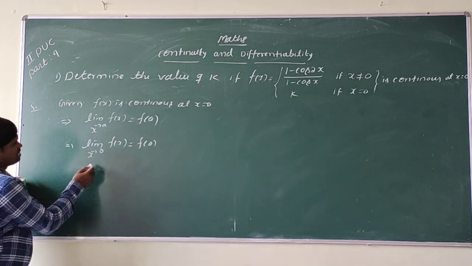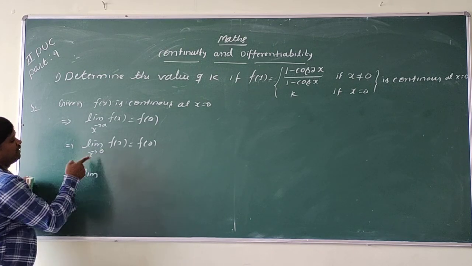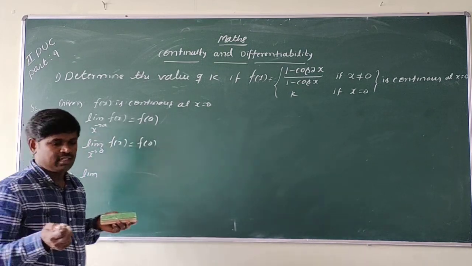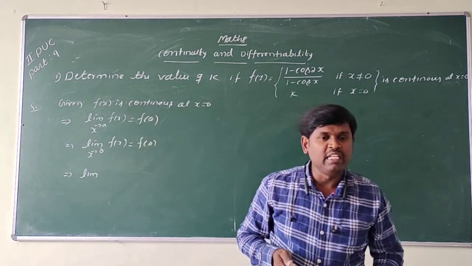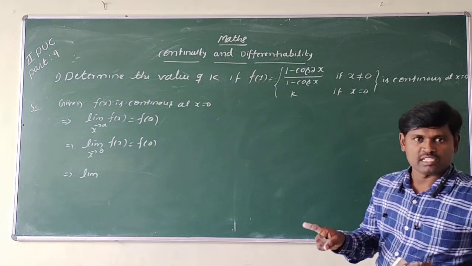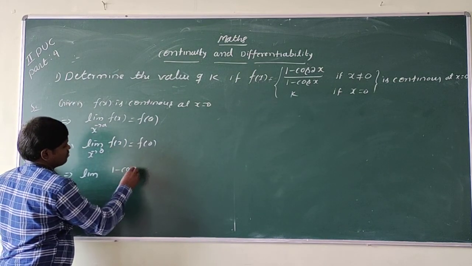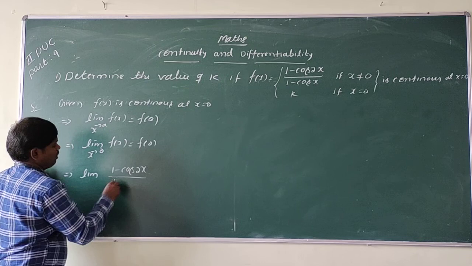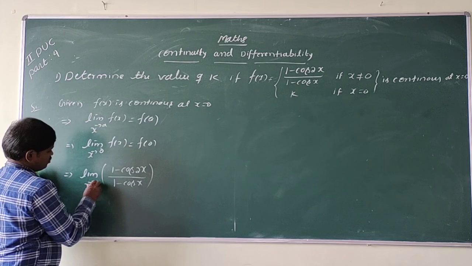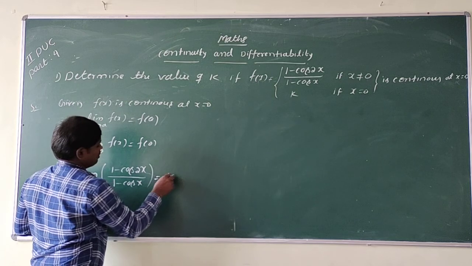So this implies the limit of the function. We are going to find the limit of f of x as x tends to 0, which means x is not equal to 0. Already you know that the meaning of x tends to 0 is that x approaches 0, it is not equal to 0. So therefore we take f of x equal to (1 minus cos 2x) divided by (1 minus cos x) as x tends to 0, which is equal to f of 0. F of 0 is equal to k.